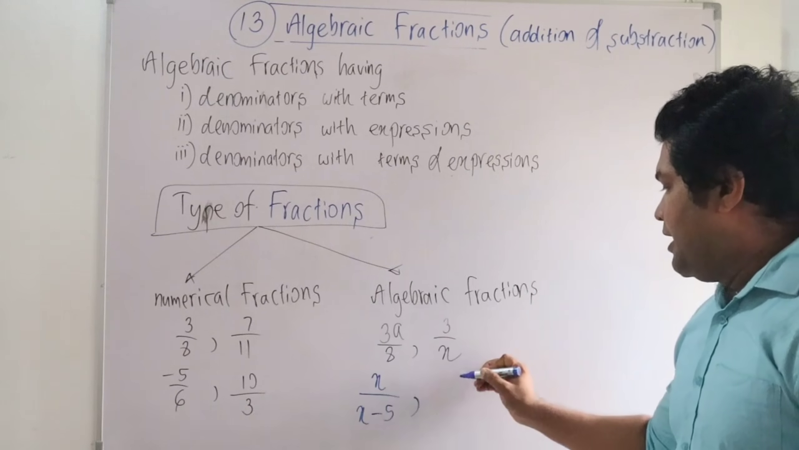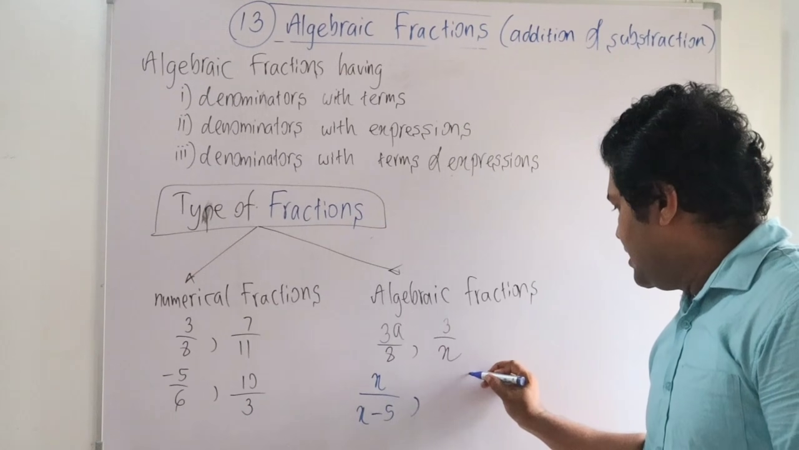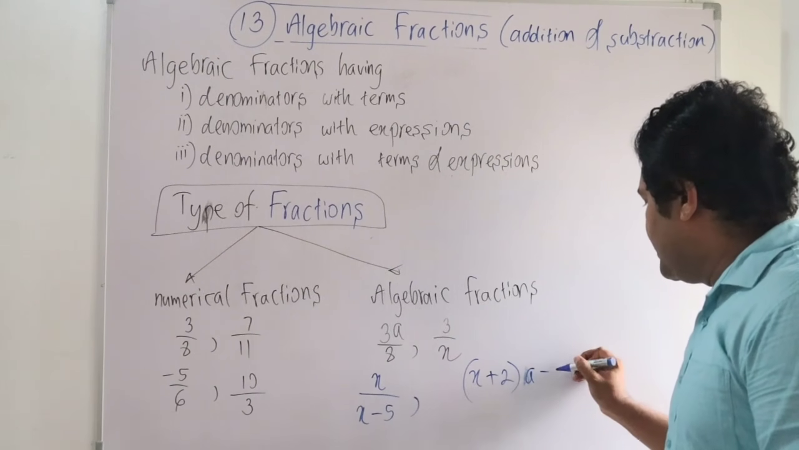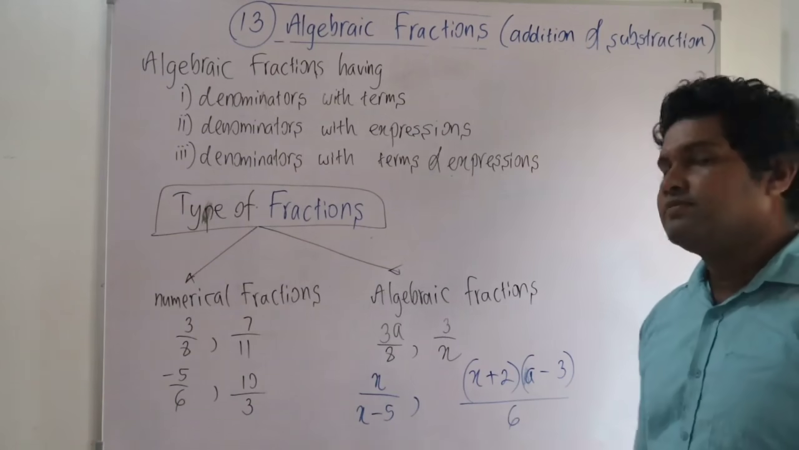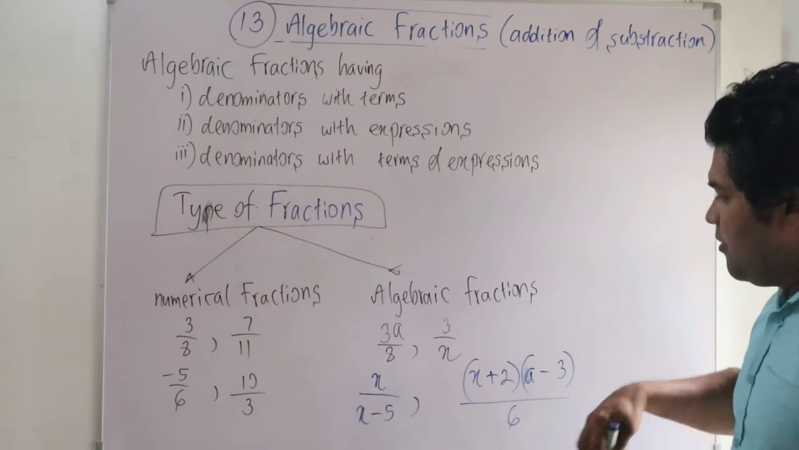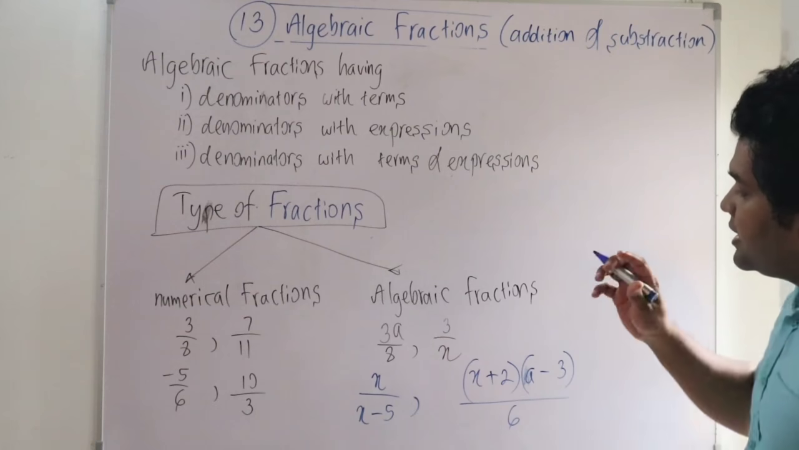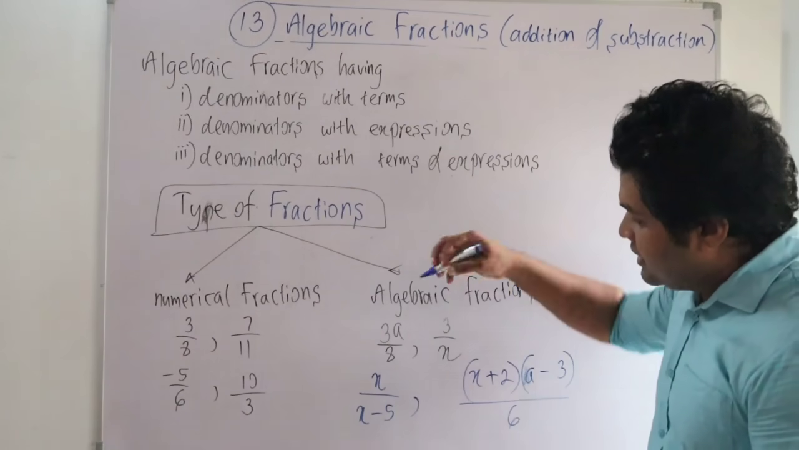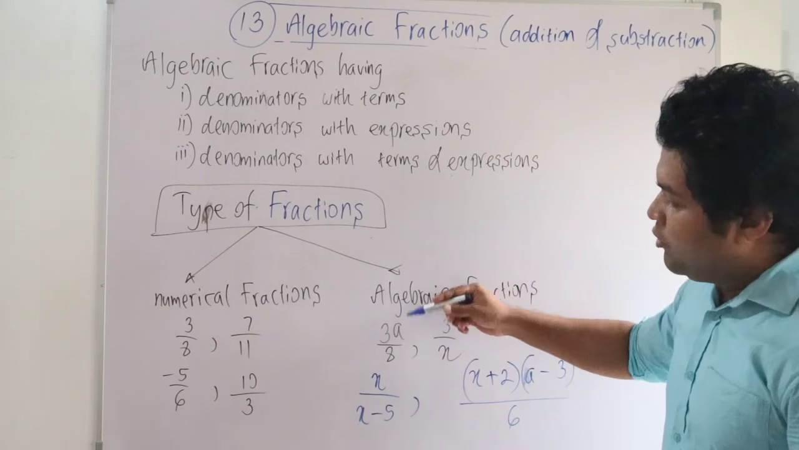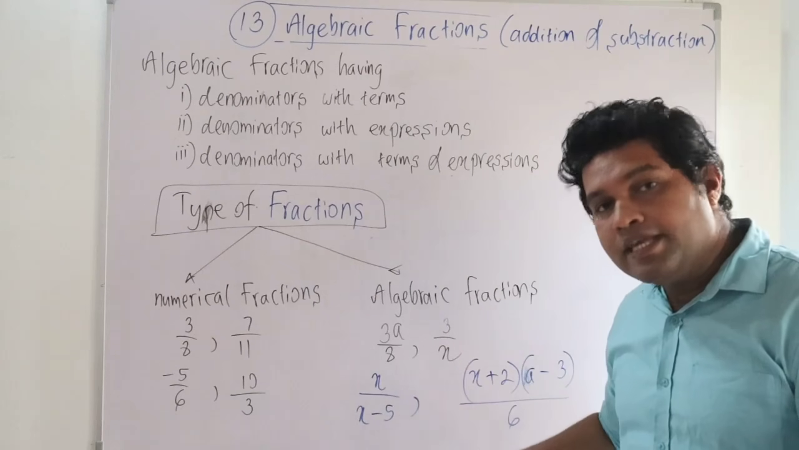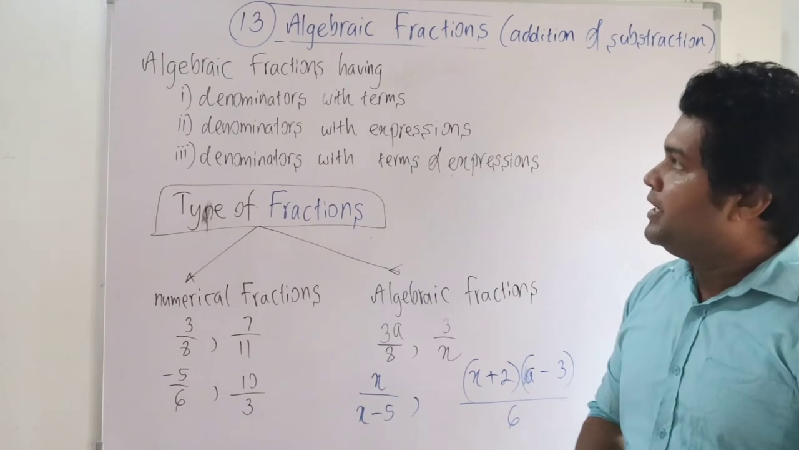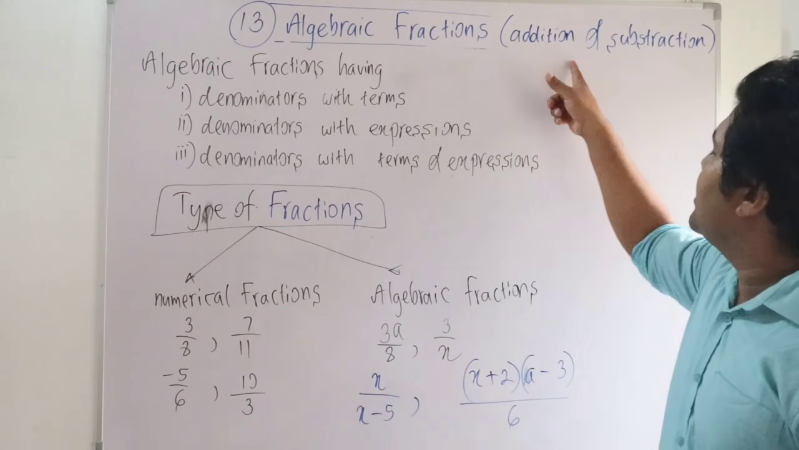Then if I write x plus 2, and a minus 3 over 6, these two are algebraic fractions too. We can write many more algebraic fractions: when there's an English letter or any other letter with numbers, it is called an algebraic fraction. Remember, if there are algebraic terms in the numerator or denominator, it is called an algebraic fraction. It's clear for you.